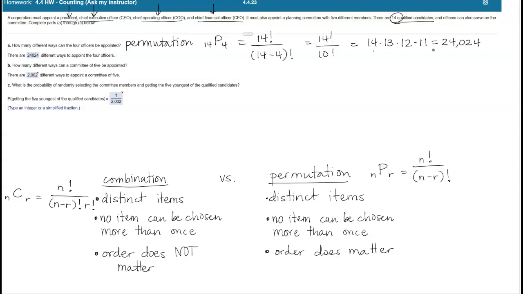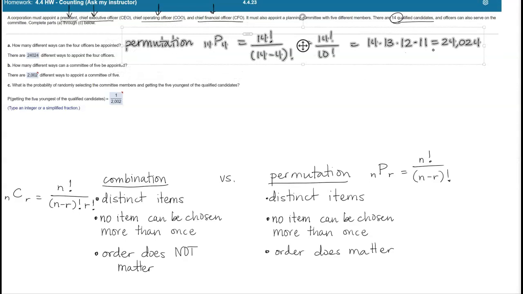Another way to think about that is that there were 14 ways to choose the president, but then you can also choose the president to be the CEO, so then there's 13 ways to choose the CEO, but you can also choose those first 2 people to be the COO, and so forth. So each time you go, you're losing one possibility. Now let's look at part B.